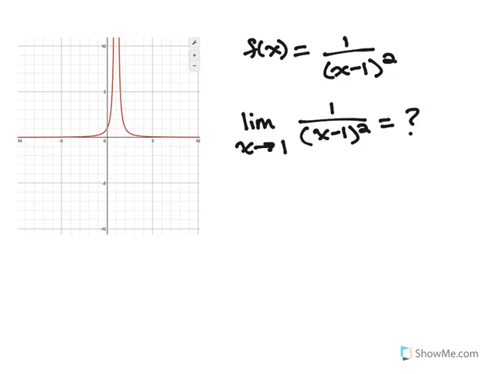So let's look at this function. f of x equals 1 over the quantity 1 minus x, minus 1 squared. So what is the limit as x approaches 1? Well, if we do a direct substitution here, we get 1 over 0. So I know it's a vertical asymptote, and I can look at the graph and say it's going to positive infinity.